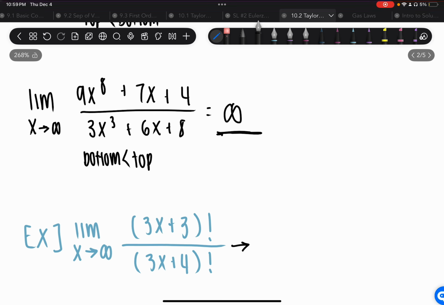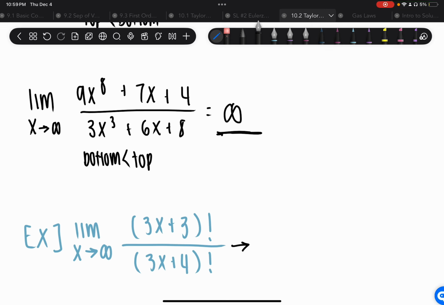I have the limit as x is approaching infinity, 3x plus 3 factorial over 3x plus 4 factorial. Remember, factorial just means the numbers getting multiplied in decreasing order. So real quick, for example, if I had 5 factorial, that would just mean it's 5 times 4 times 3 times 2 times 1. I don't know if I explained it super well, but it's just numbers getting multiplied together in decreasing order.